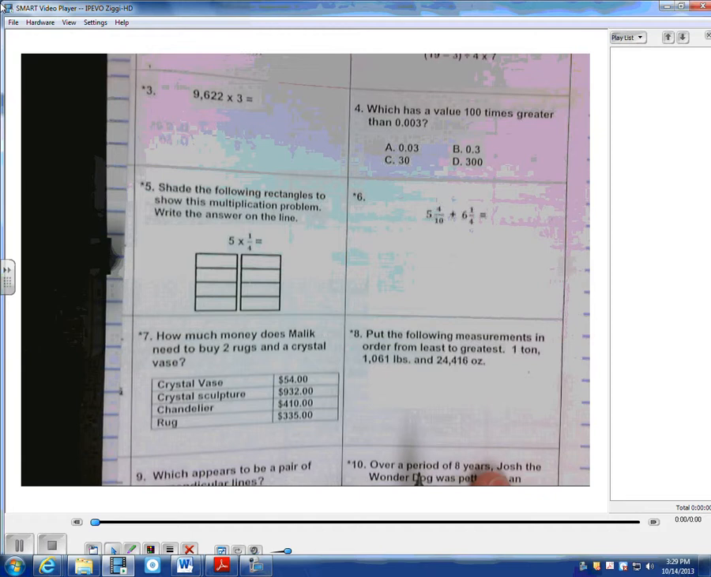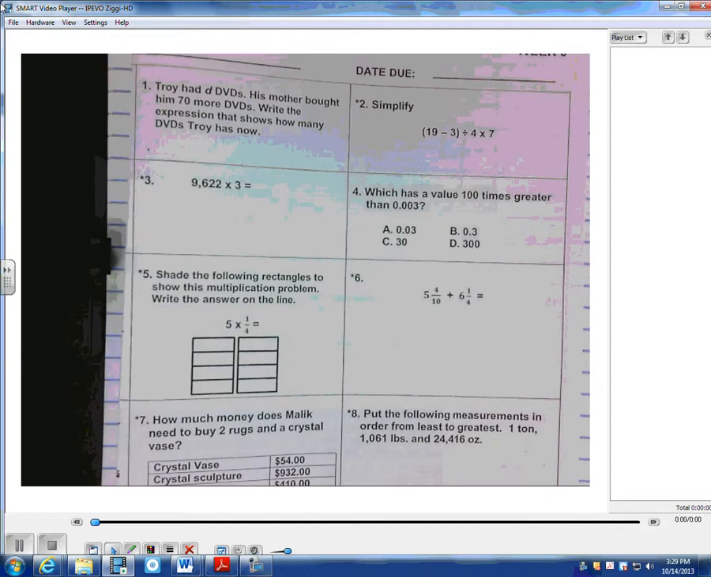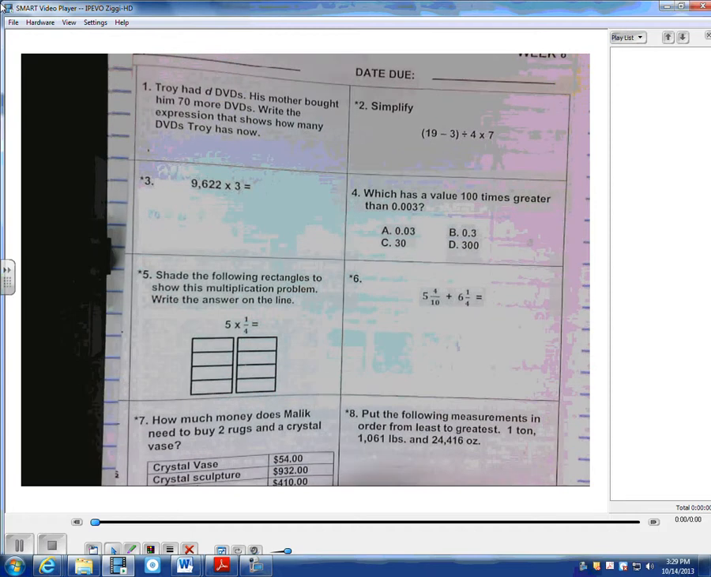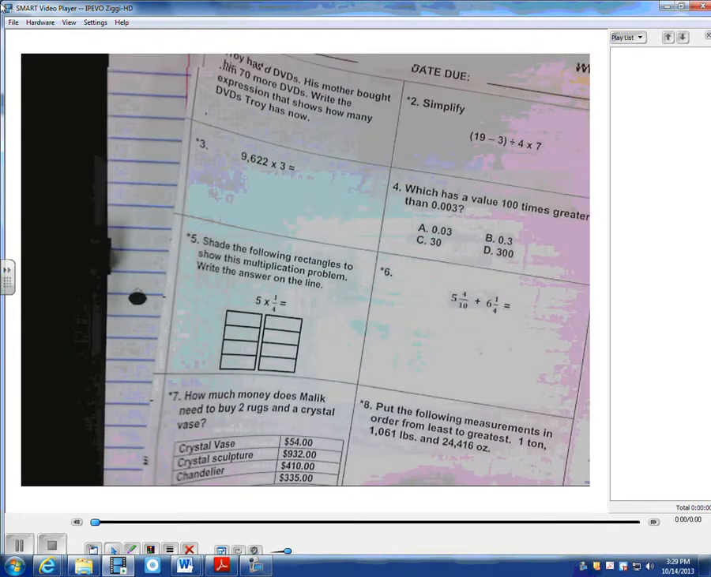All right, let's go back to the review sheet, number 3. It's just a basic multiplication problem. 9,622 times 3. I know that you learned a new way this year. You can do it the standard algorithm way, the way that you knew coming into this year, or you can do it the area way, using the area model. Let's just take a quick look at that.